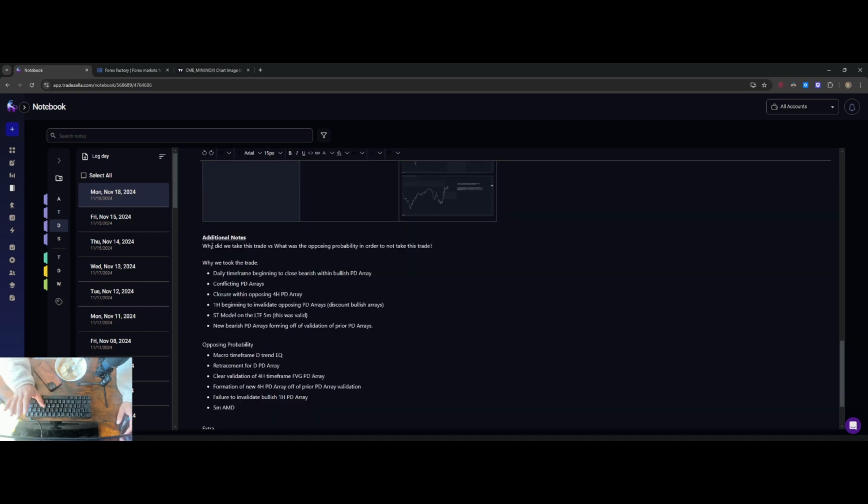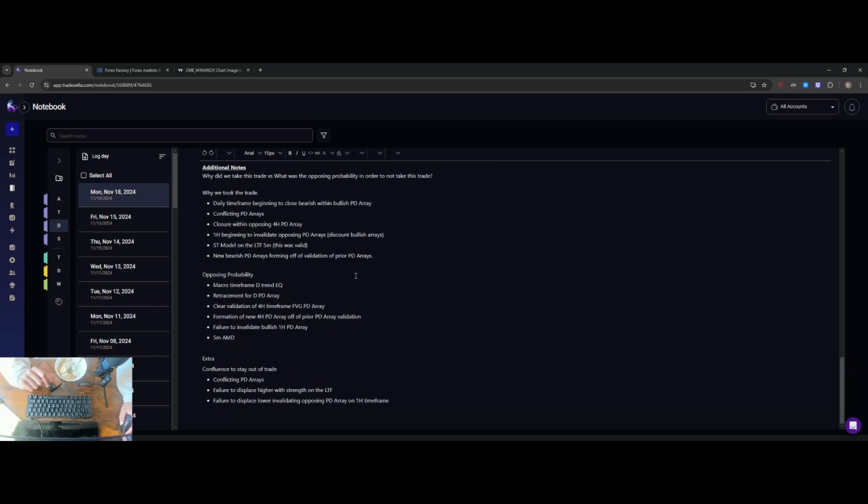I made an additional notes tab for this. Why do we take this trade versus what was the opposing probability in order to not take this trade? We talked about this before. Arguments. We always play into the side of price action that showcases the better argument. Now, the points have to be stronger for either side in order for us to take that trade. Let's analyze both sides and also see the confluence in order to stay out of the trade, and make our own argument right now which side had better probability.